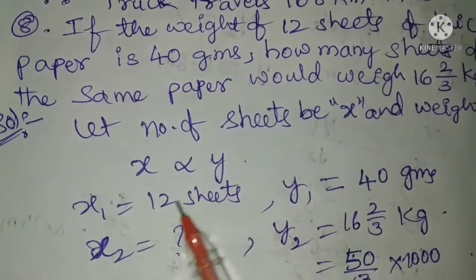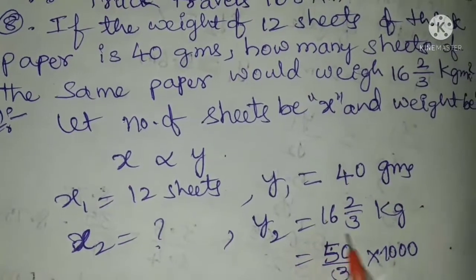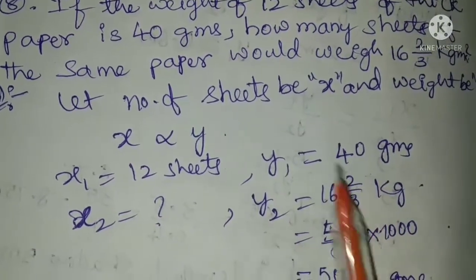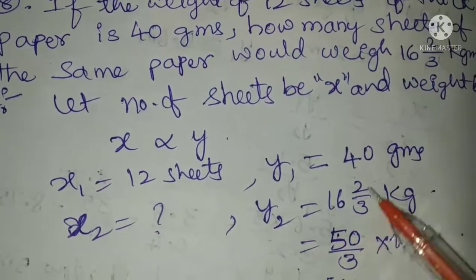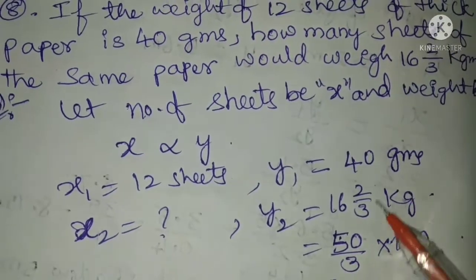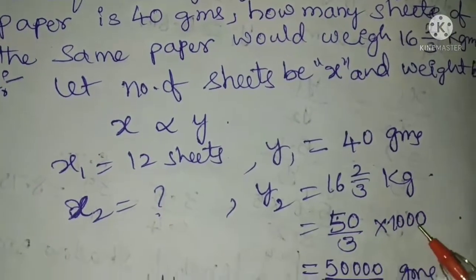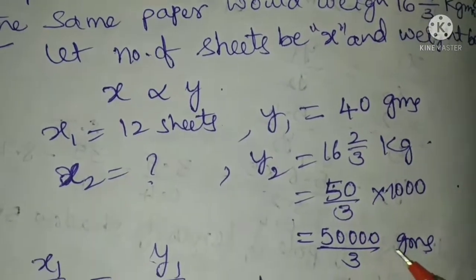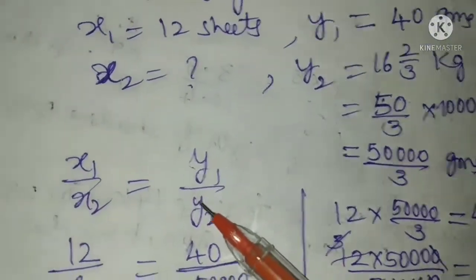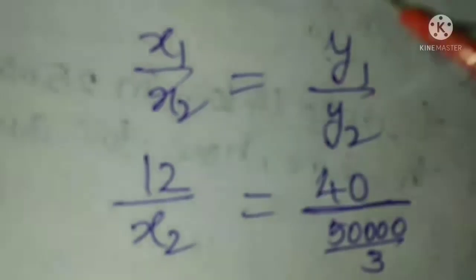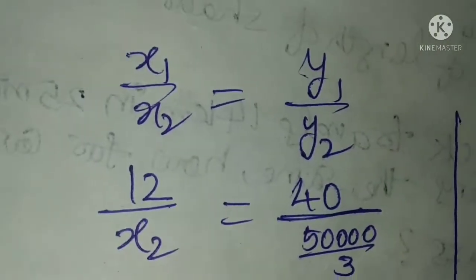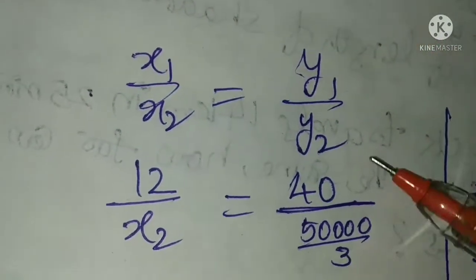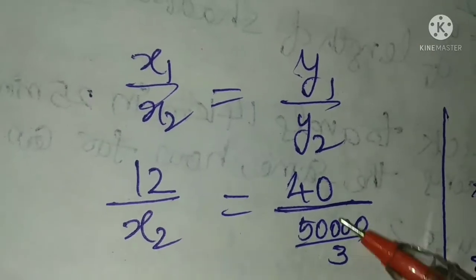x2 is the number of sheets we have to find for a weight of 16 2/3 kg. 16 2/3 can be written as (16 × 3 = 48, plus 2) 50/3. 1 kg is equal to 1000 grams, so multiplying by 1000 it becomes 50,000/3 grams. x1/x2 is equal to y1/y2, so 12/x2 is equal to 40/y2, which is 50,000/3.